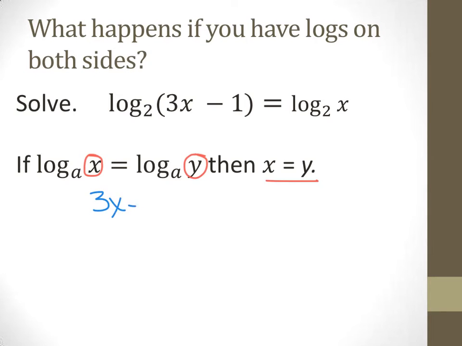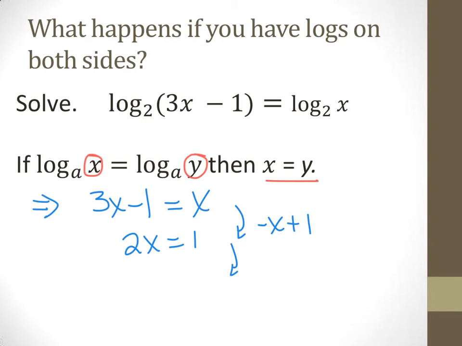We have 3x minus 1 on the left, and on the right we have x. Let's go ahead and subtract x and add 1 to both sides. Gives us 2x equals 1. Let's divide by 2 on both sides, and you get x is equal to 1/2.